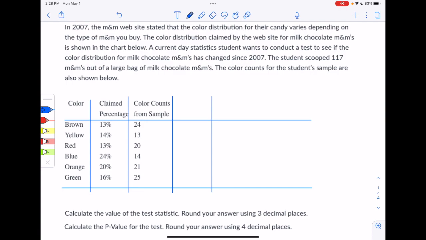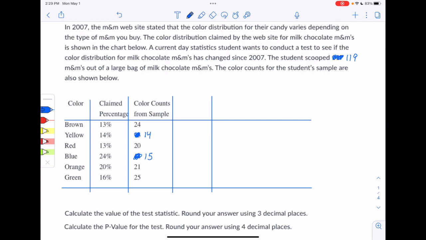So we're going to make some changes here in the interest of giving help rather than answers. We're going to change our sample size from 117 to 119. And the way we're going to do that is by upping the color count for yellow from 13 to 14, and for blue we're going to change that from 14 to 15.